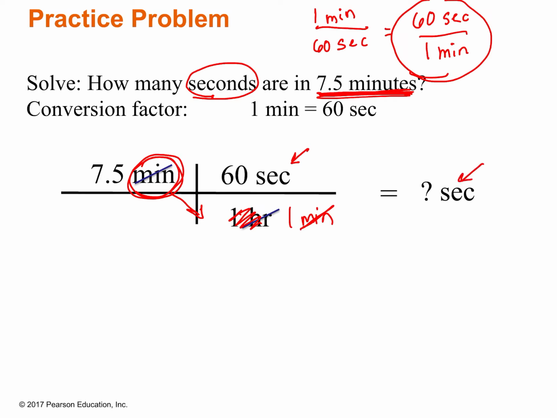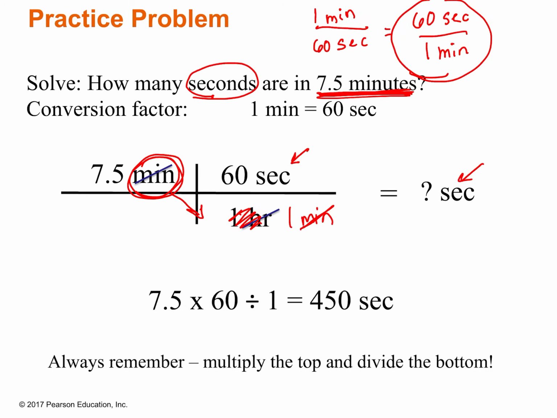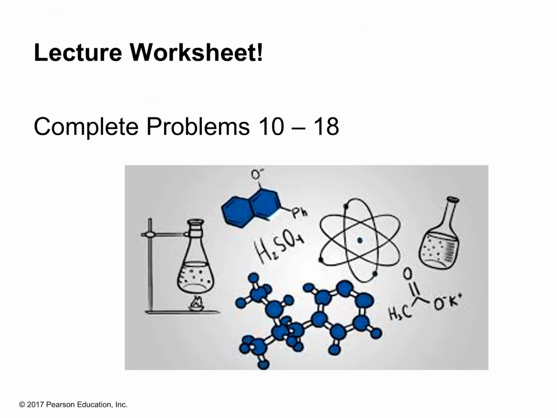So again, once we get seconds here, which is what we were looking for, we know that we are done with the problem. And then we can actually go about doing the math. We're going to multiply the numbers on the top, divide by the numbers on the bottom. So 7.5 minutes times 60 seconds per 1 minute. So 7.5 times 60 divided by 1 gets us 450 seconds. And again, just keep in mind, multiply the top, divide the bottom.